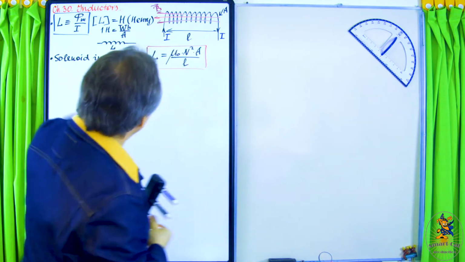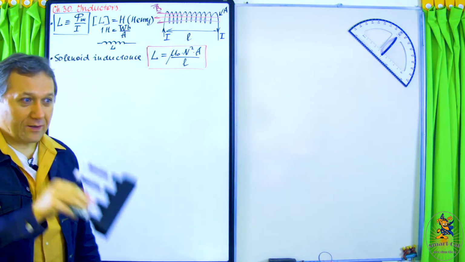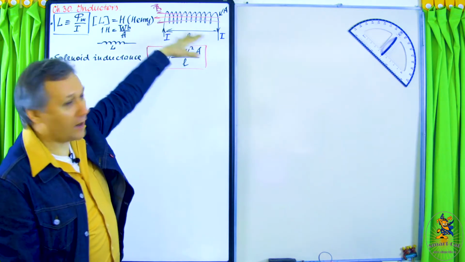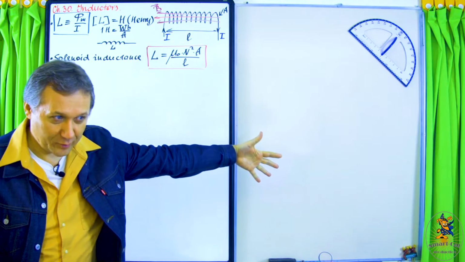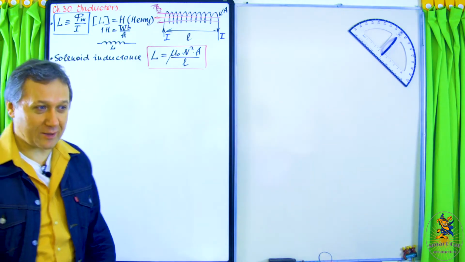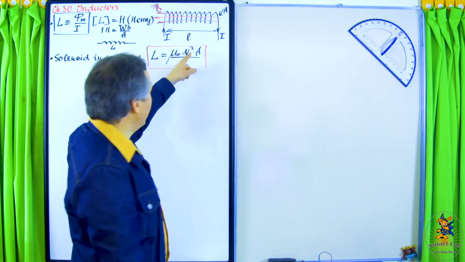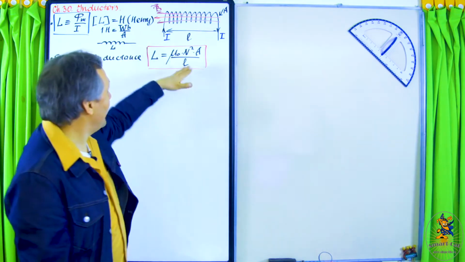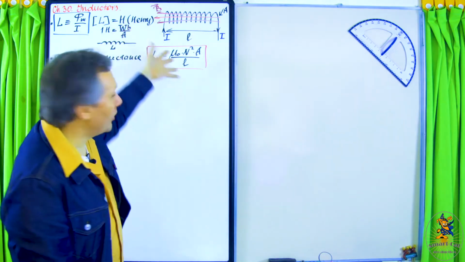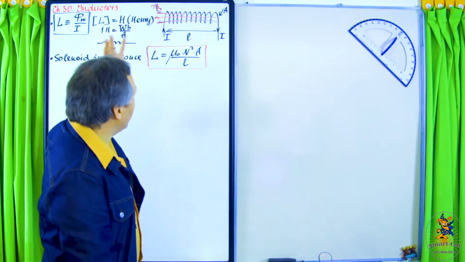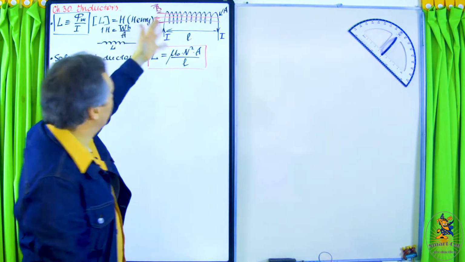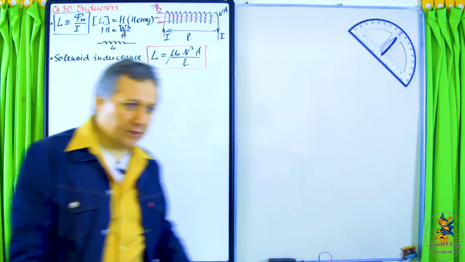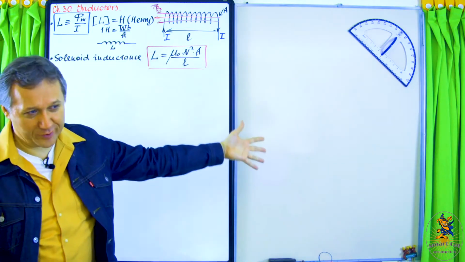Then, what's the major feature of this formula? Mu naught describes material. In this case, inside of the solenoid, there's a vacuum. Then n, number of loops, geometry. A, cross-sectional area of the solenoid, geometry. L, length of the solenoid, geometry. It's all about the geometry. It doesn't depend on the magnetic field or a magnetic flux or current or any other electromagnetic quantities. None of them are here. Only material and geometry, right?